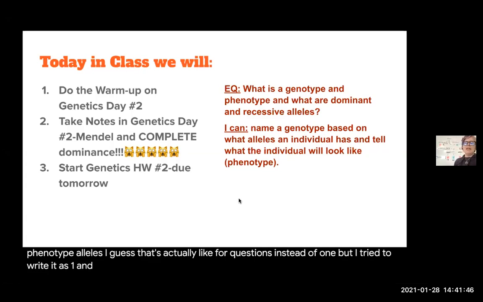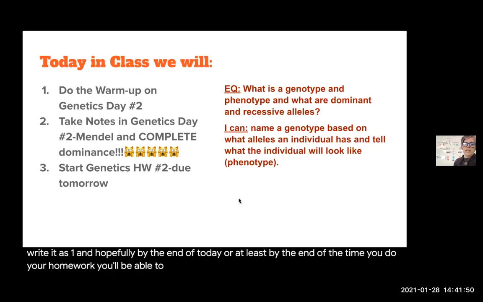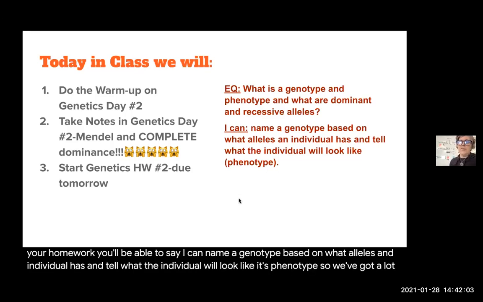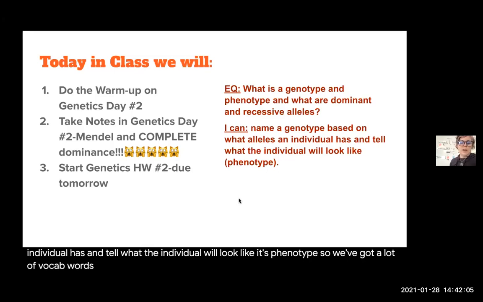And hopefully by the end of today, or at least by the end of the time you do your homework, you'll be able to say, I can name a genotype based on what alleles an individual has and tell what the individual will look like. It's phenotype. So we've got a lot of vocab words that we're going to go over today.